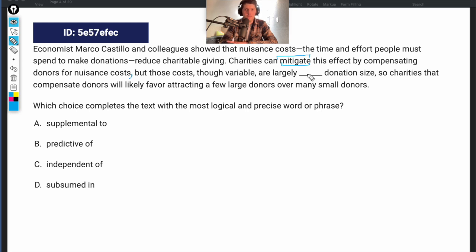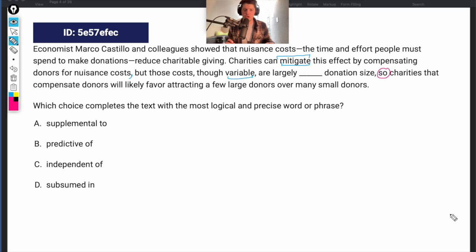So if we mitigate that effect, it means people are going to give more. But those costs, that is nuisance costs, though variable, meaning changeable, are largely blank donation size. Well, here's a key structural word. I'll use a different color. So means cause and effect. One thing happened, so we did another thing, right? It was nice outside, so I left my jacket at home. Cause and effect. Okay, so let's think about this effect that comes after the word so.